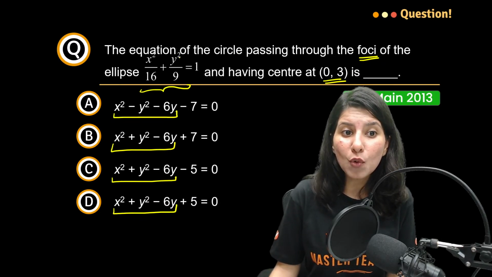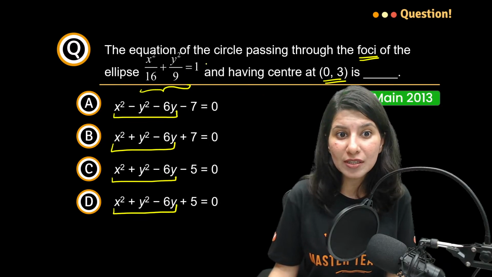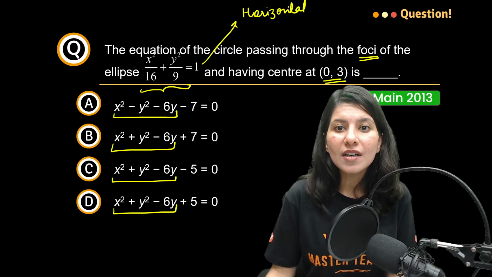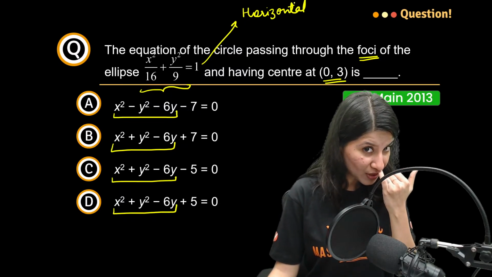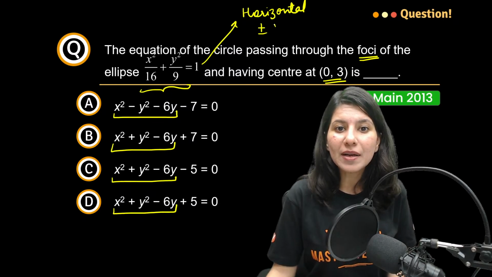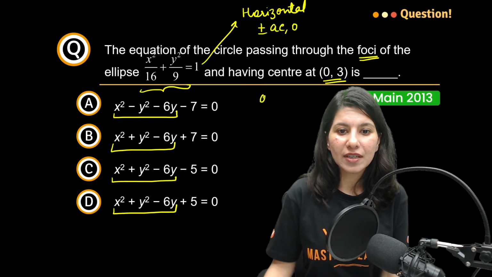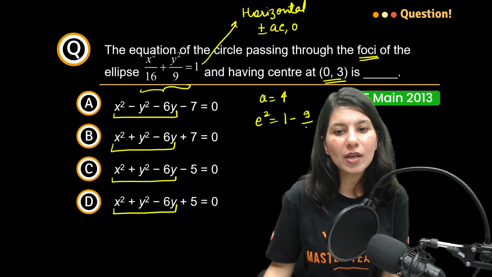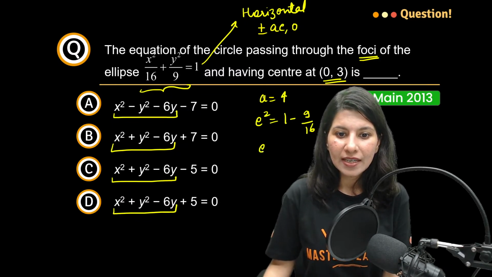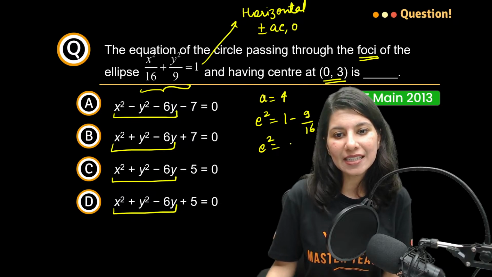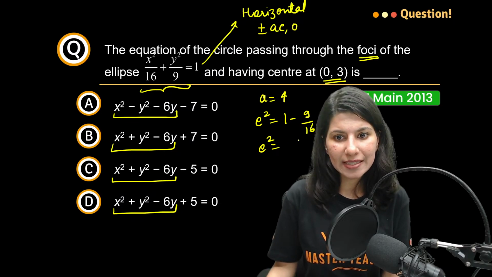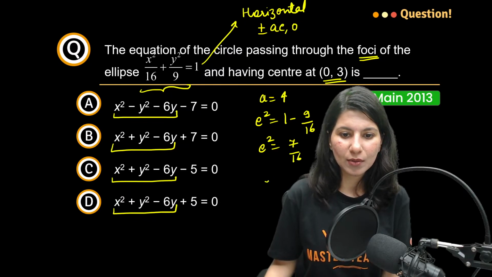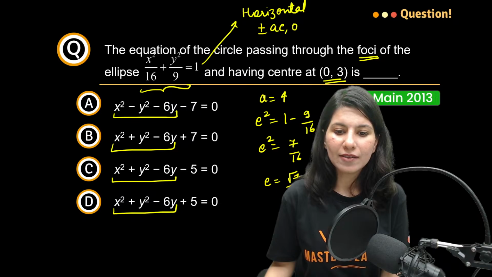Can you write the foci of this ellipse? This is a horizontal ellipse. Tell me, what are the foci of this ellipse? Foci of a horizontal ellipse: plus minus AE, 0. Here A is 4 and eccentricity will be the square root of 1 minus small upon big, nothing but 16 minus 9 by 16. 16 minus 9 is 7 by 16. Right. So, E is root 7 by 4.